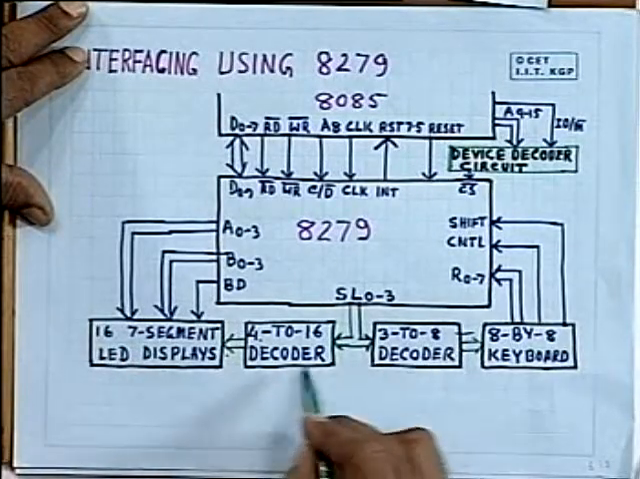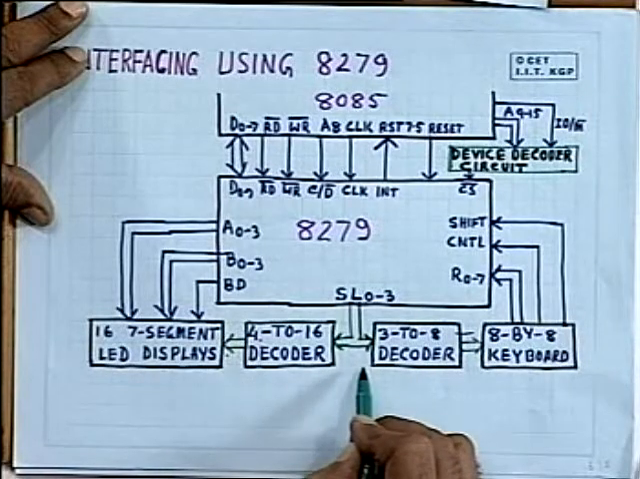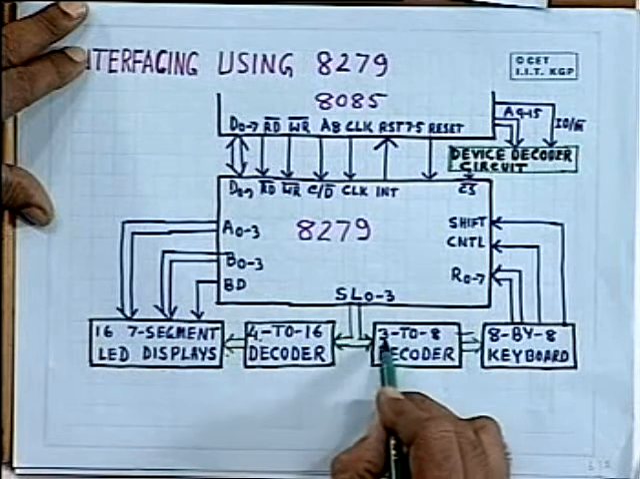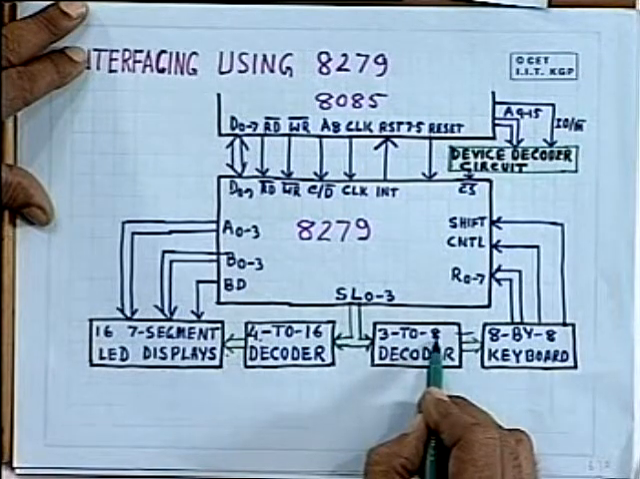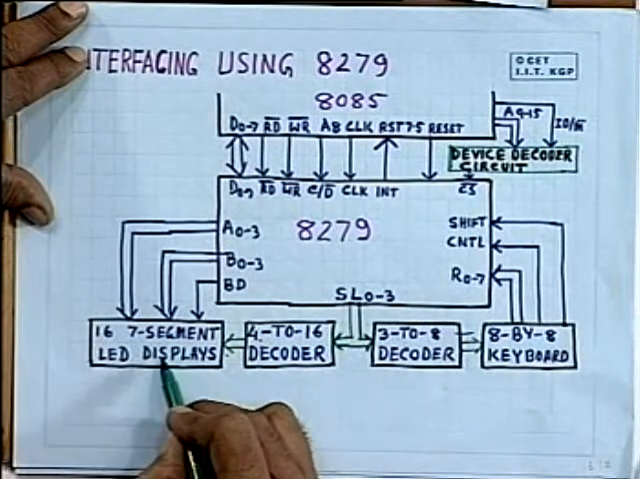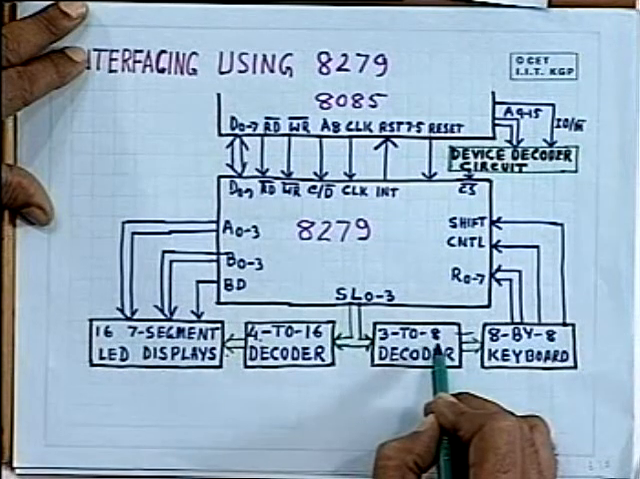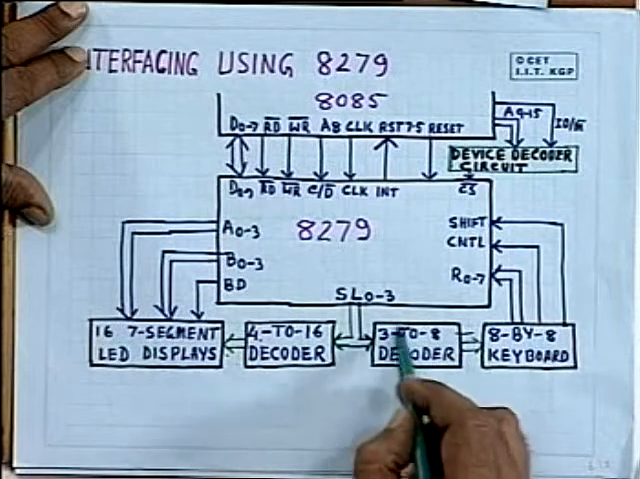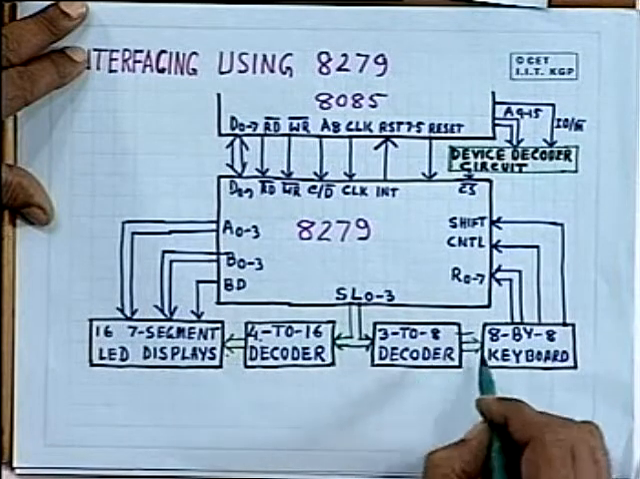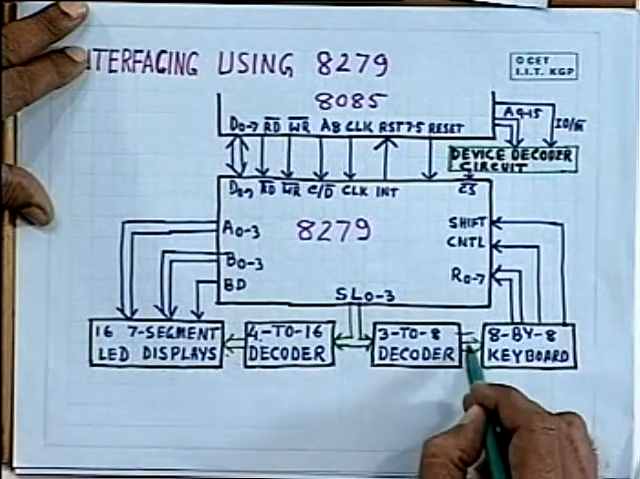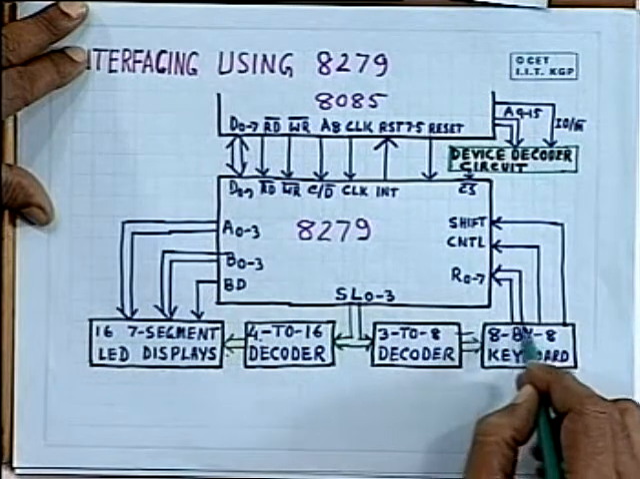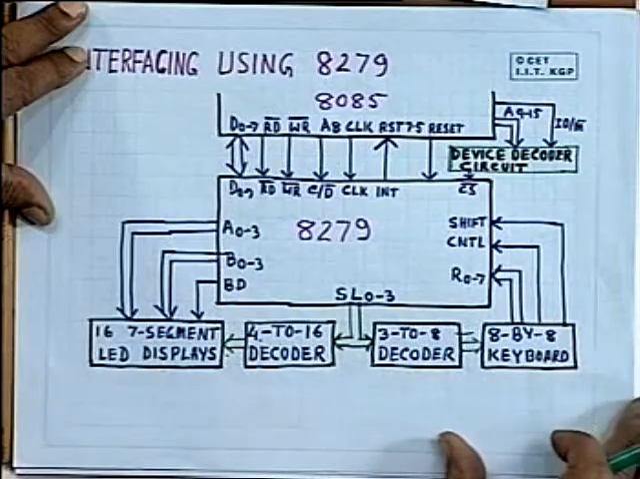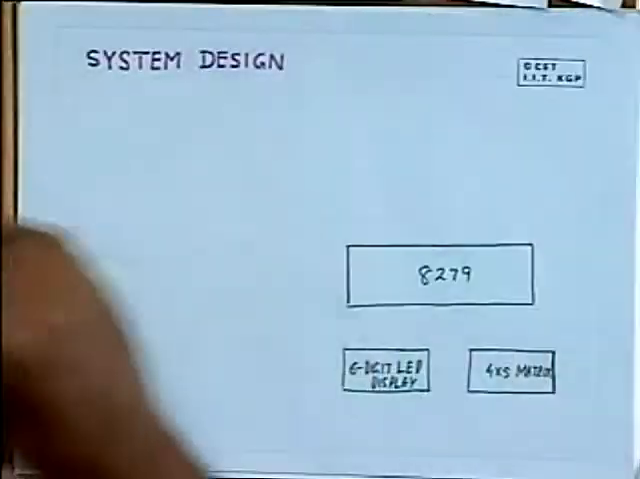So the requirement of decoder will be less here. We can build our system by using a single 3 to 8 decoder, because the number of rows is not exceeding 8, and the number of digits of display is also not exceeding 8. So you can save the other decoder chip and use only one decoder, and the output of this 3 to 8 decoder will directly go to the keyboard as well as to the LED display. So this can be done in this way.